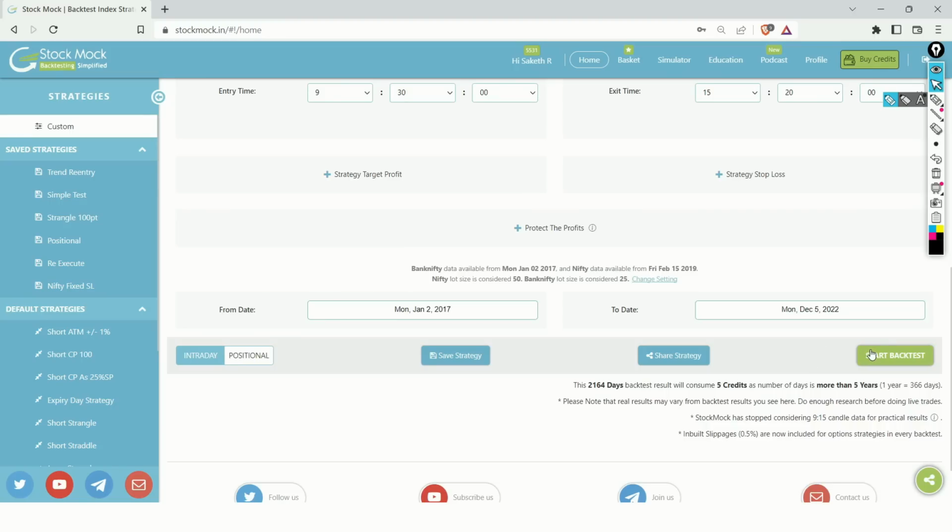So now we are going to run the backtesting. This is not a strategy which I am recommending. This is just to show you how this strategy has behaved under different VIX environments.